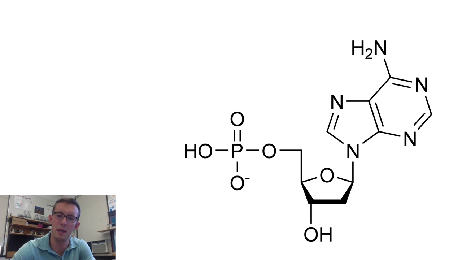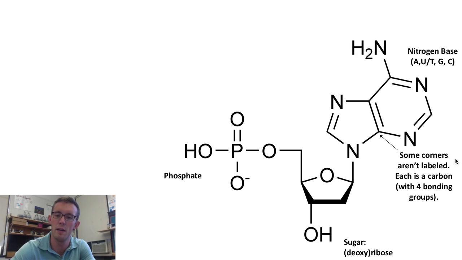Hey bio team, I've got a picture of a nucleotide that is a monomer of a DNA strand with its phosphate, its sugar, and its nitrogen base. And there's a couple of things I want to point out about the way that it's drawn.